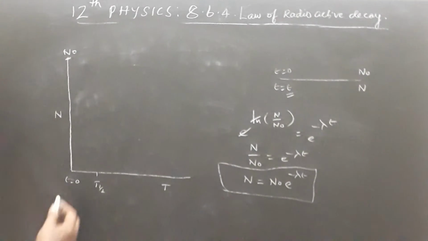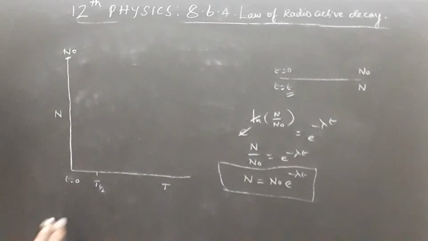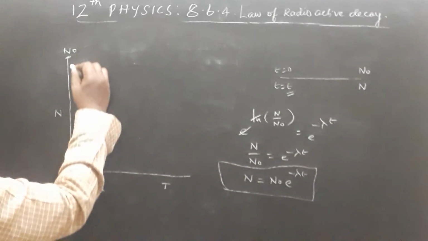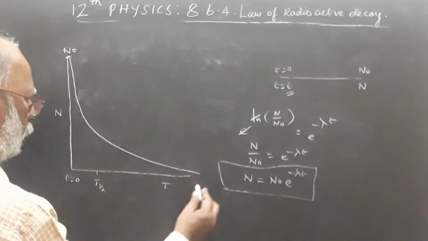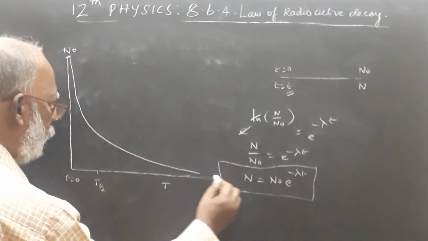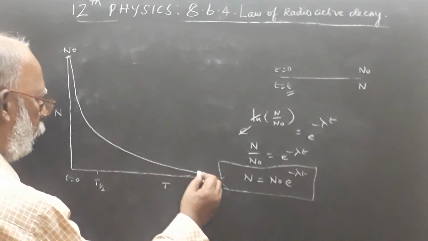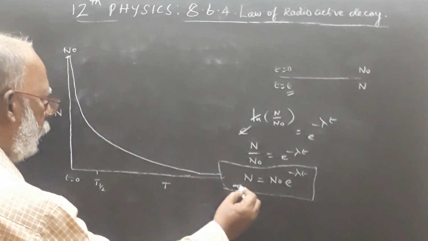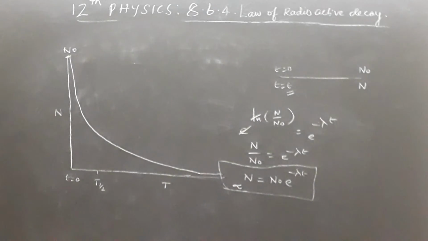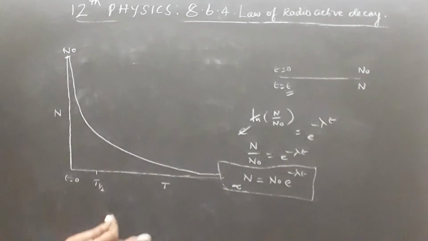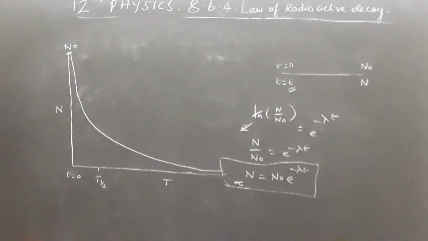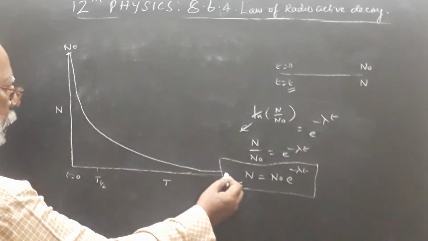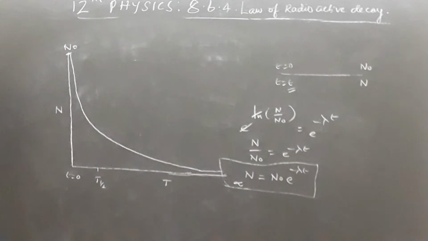Suppose half has happened, how much remains? Initially the curve looks like this, but it cannot cut the x-axis, because it prolongs up to infinite years, because decay never ends. That's why this curve will not cut the x-axis.